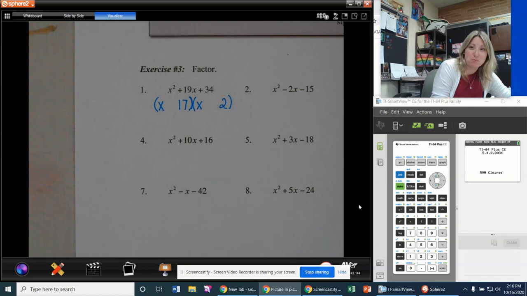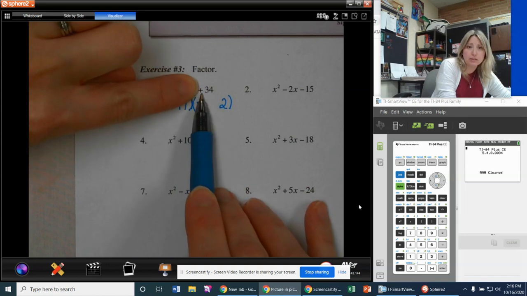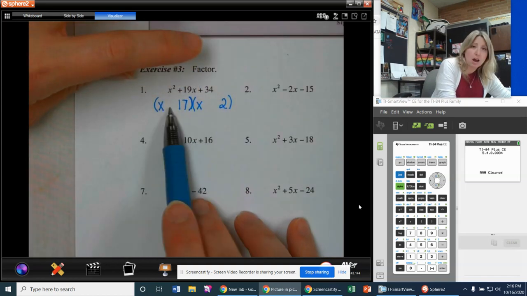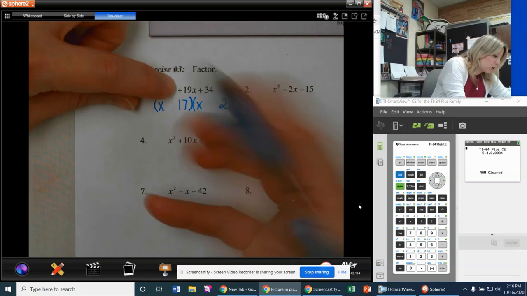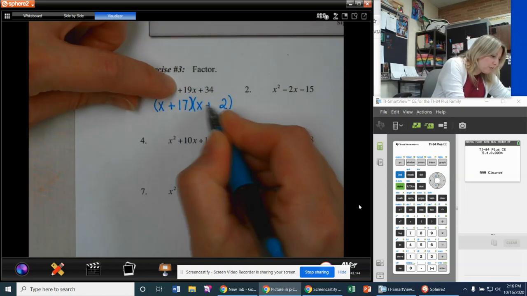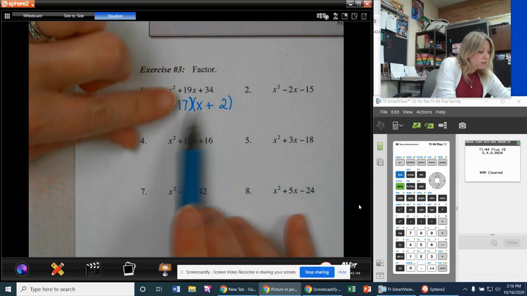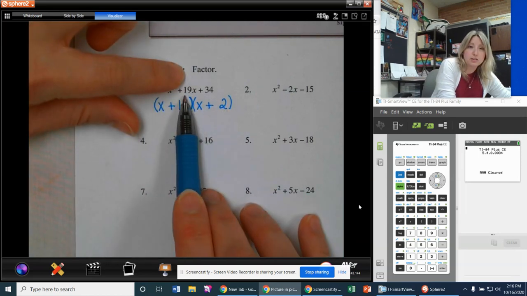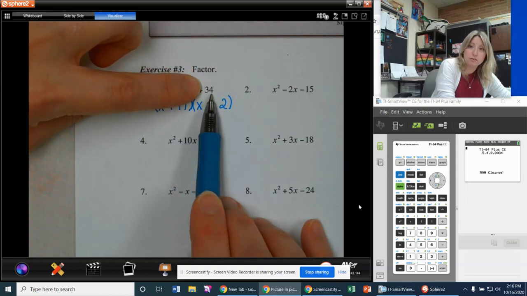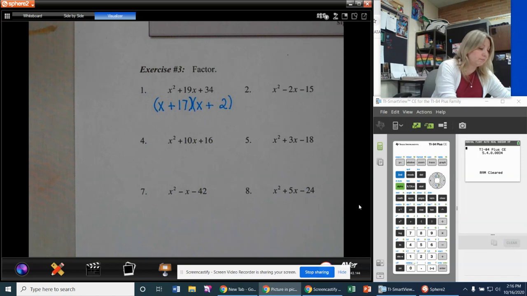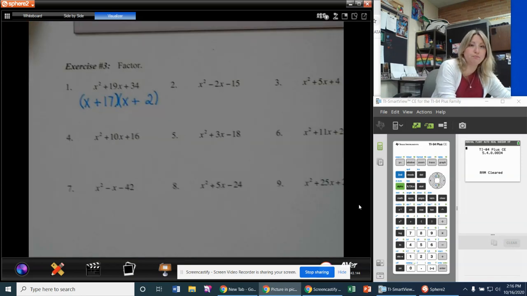Look for signs. If your end term is positive, then these two binomials have the same sign in them, and it is the same sign as the middle. Well, the middle was positive. And let's think about that for a second. 17 plus 2 is the 19 we get in the middle. 17 times 2 is the positive 34 we get at the end. There you are. Let's do the next one.